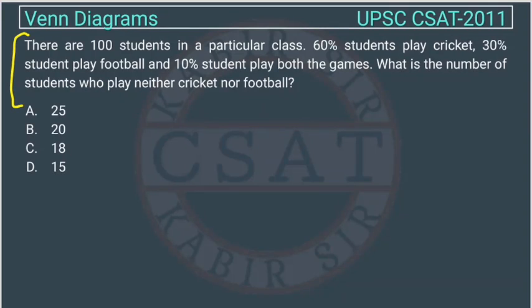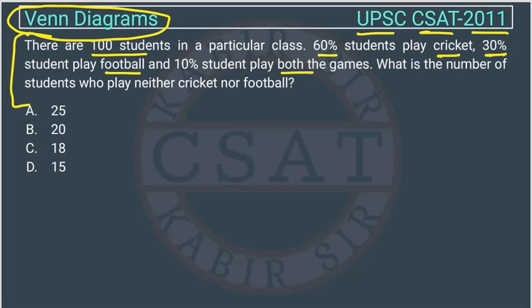So this is a question of reasoning from Venn diagram chapter asked by UPSC in CSAT paper of 2011. There are 100 students in a particular class. 60% students play cricket, 30% students play football and 10% students play both the games. What is the number of students who play neither cricket nor football?